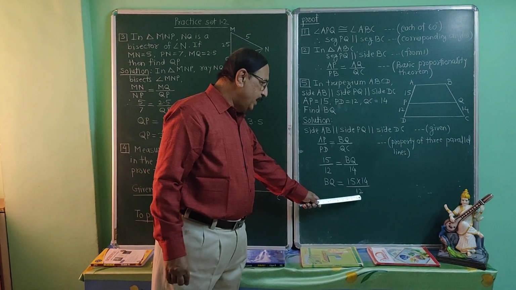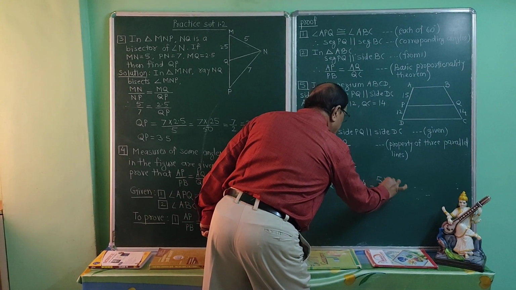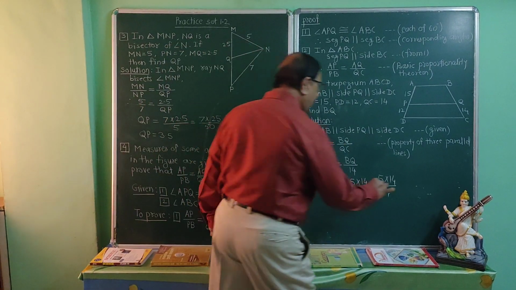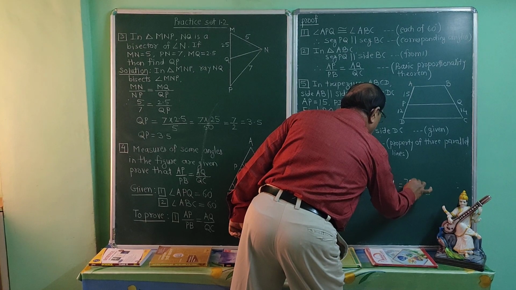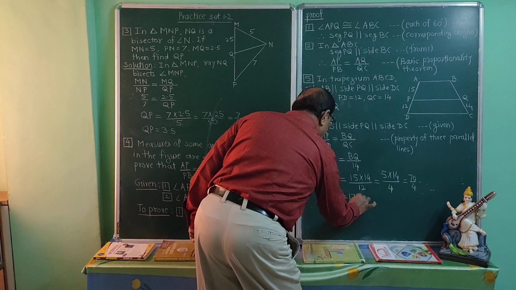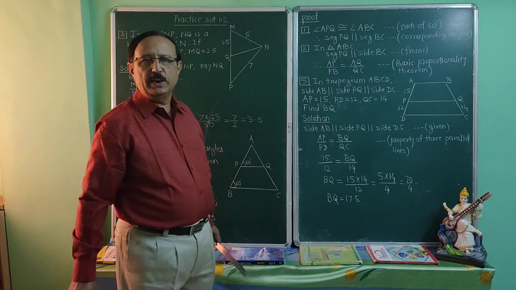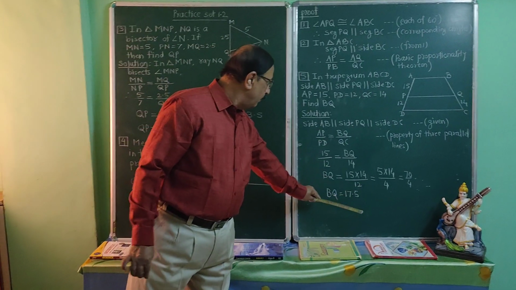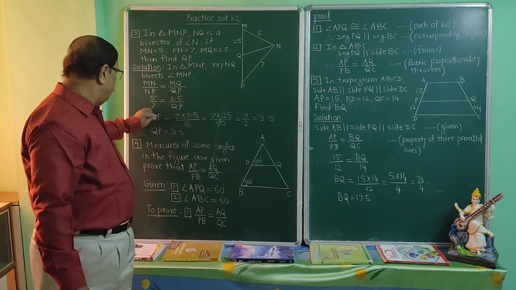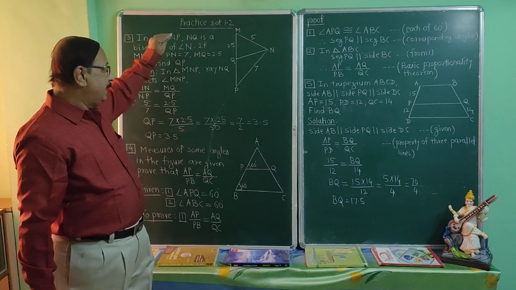Then for the least form, 3 5s are 15 and 3 4s are 12. Means it is 70 upon 4 and it is equal to 17.5. BQ is equal to 17.5. This is question number 5. Today we have seen question number 3, question number 4 and question number 5 of practice set 1.2.